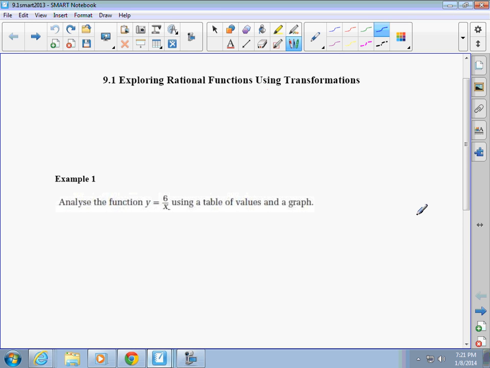So our general form for a rational function is y is equal to a over x minus h plus k. This is the form we want a rational function to be in when we graph it, and you'll see in examples coming up that we're going to manipulate equations so that they are in this form. Sometimes you'll also see it written as y is equal to a times 1 over x minus h plus k. It means the same thing.